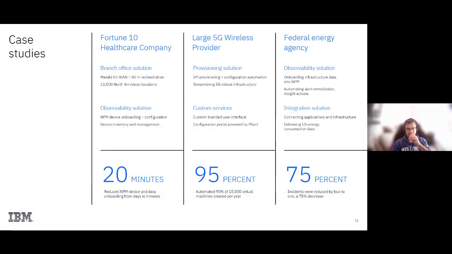For example, a Fortune 10 healthcare company wanted to deploy a Meraki SD-WAN plus Wi-Fi. So what we managed to do is to reduce the onboarding time from days to minutes, just orchestrating and automating the deployment of these technologies. For example, a large 5G wireless provider in the US, again, they wanted to automate the provisioning of VMs and configuration management. What we managed to do is automate 95% of all the VMs created by year.